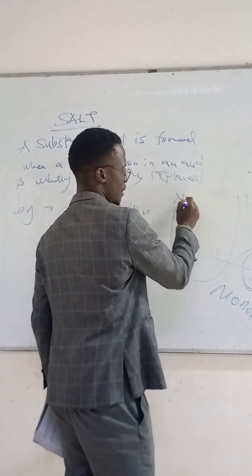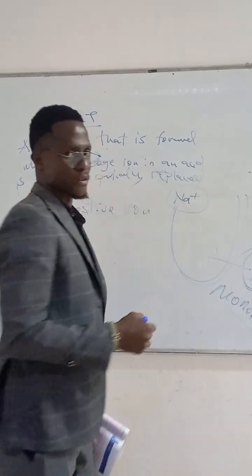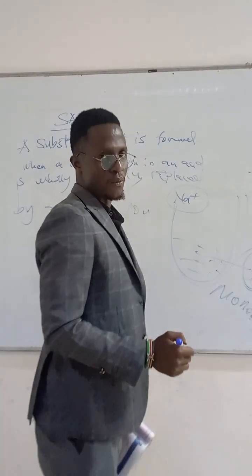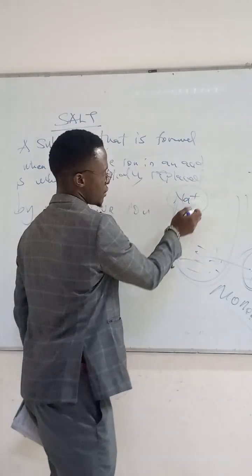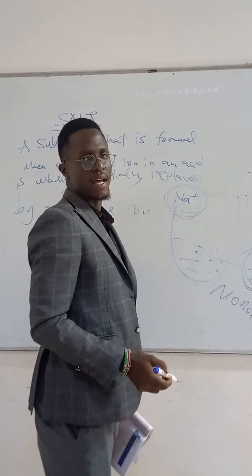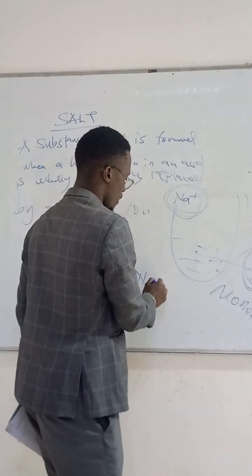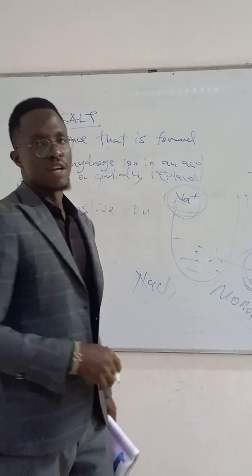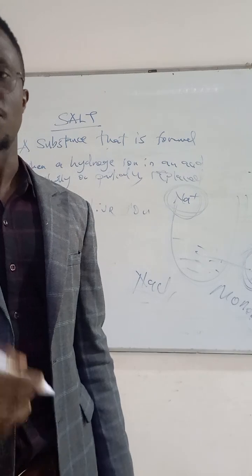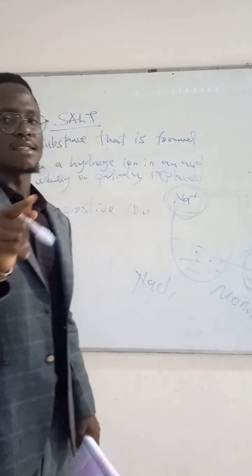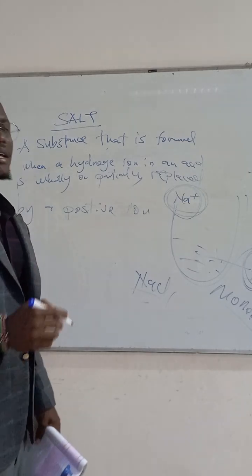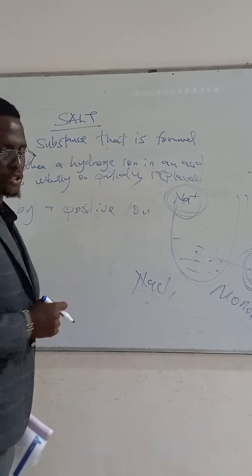A positive ion is like sodium. Sodium is a positive ion. So when we introduce it in HCl, what will happen? The sodium ion, which is the positive ion, will replace the one hydrogen ion in the acid to form sodium chloride. Sodium chloride is a salt. So that is basically how a salt is formed, or the definition of a salt: a substance that is formed when hydrogen ions in an acid are wholly or partially replaced by a positive ion.